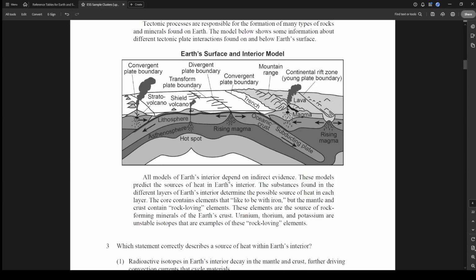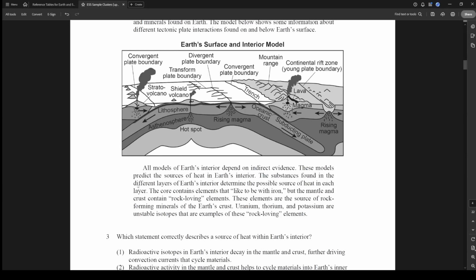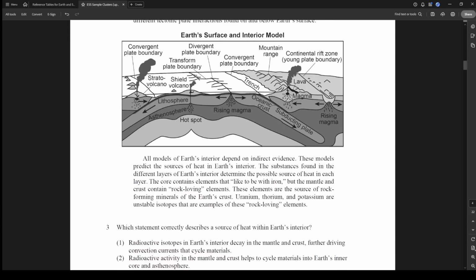All models of Earth's interior depend on indirect evidence. These models predict the sources of the heat in the Earth's interior. The substances found in the different layers of the Earth's interior determine the possible source of heat in the layer. The core contains elements that like to be with iron, but the mantle and crust contain rock-loving elements. These elements are the source of rock-forming minerals in the Earth's crust. Uranium, thorium, and potassium are unstable isotopes that are examples of these rock-loving elements.